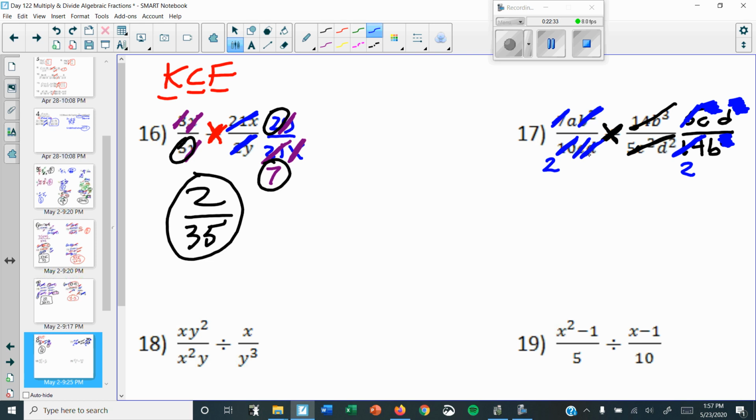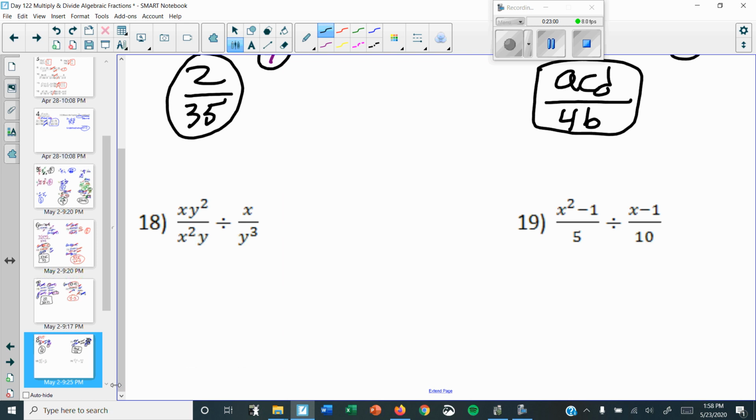What am I left with? I got some 2's. Well, let's see. I got the C. I got an A, C, and a D. I got a 2, and a B. You see what I mean by it's very easy to not see something? So what are we left with? A, C, D, 2 times 2 is 4B. And there's your answer.